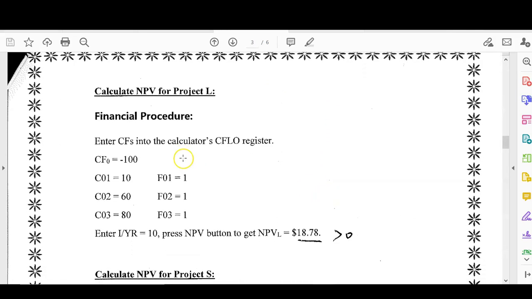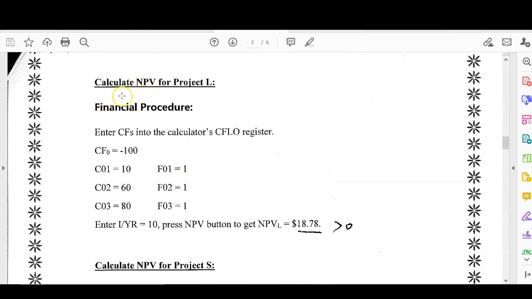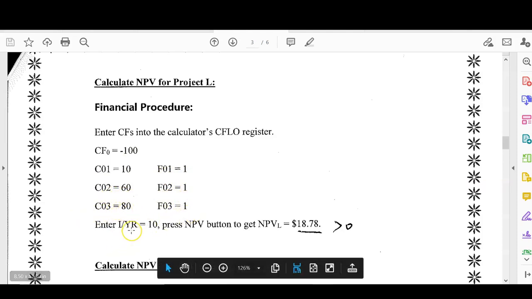Okay, if we want to calculate NPV for project L, we will have to enter cash flows into the cash flow function. Cash flow 0 as -100, cash flow 1 as 10, frequency 1 as 1, cash flow 2 as 60, frequency 2 as 1, cash flow 3 as 80, frequency 3 as 1. And we input I as 10.